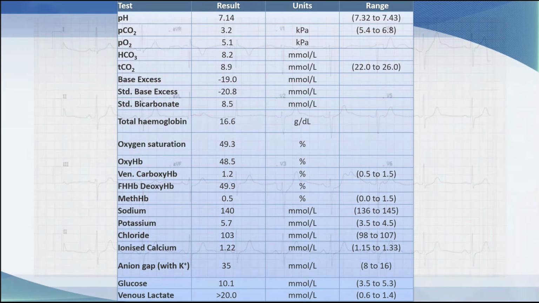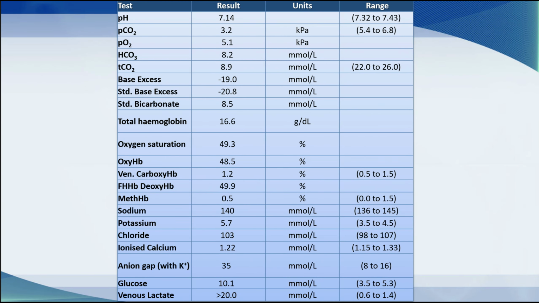And these are his labs. Pause the video for a moment to assess these. What do you think? Note the low PaCO2 and the low bicarbonate. This patient has a partially compensated acute metabolic acidosis. The base deficit is -20. There is a widened anion gap and the lactate is unmeasurably high.